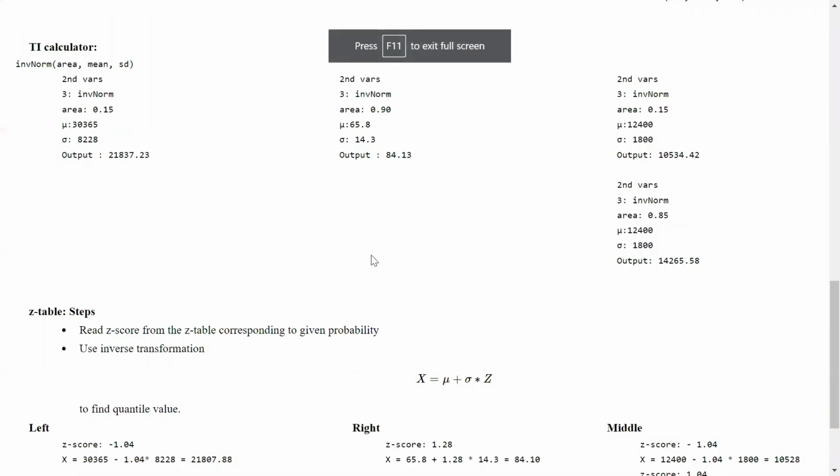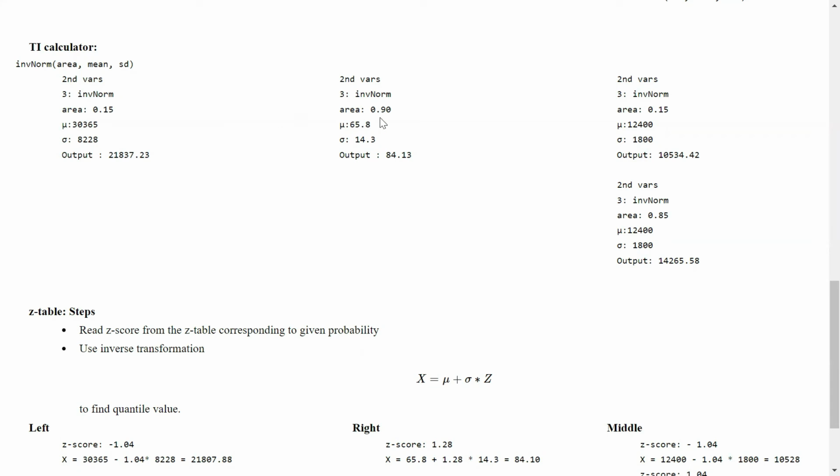Using TI calculator, the command is invNorm. Arguments inside the parenthesis are area, that is probability, mean, and standard deviation. On the calculator, there are two buttons, second vars, and three invNorm. On this screen, input area equal to 0.15, mean 30,365, and standard deviation 8,228. It returns 21,837.23, the quantile of the left probability.